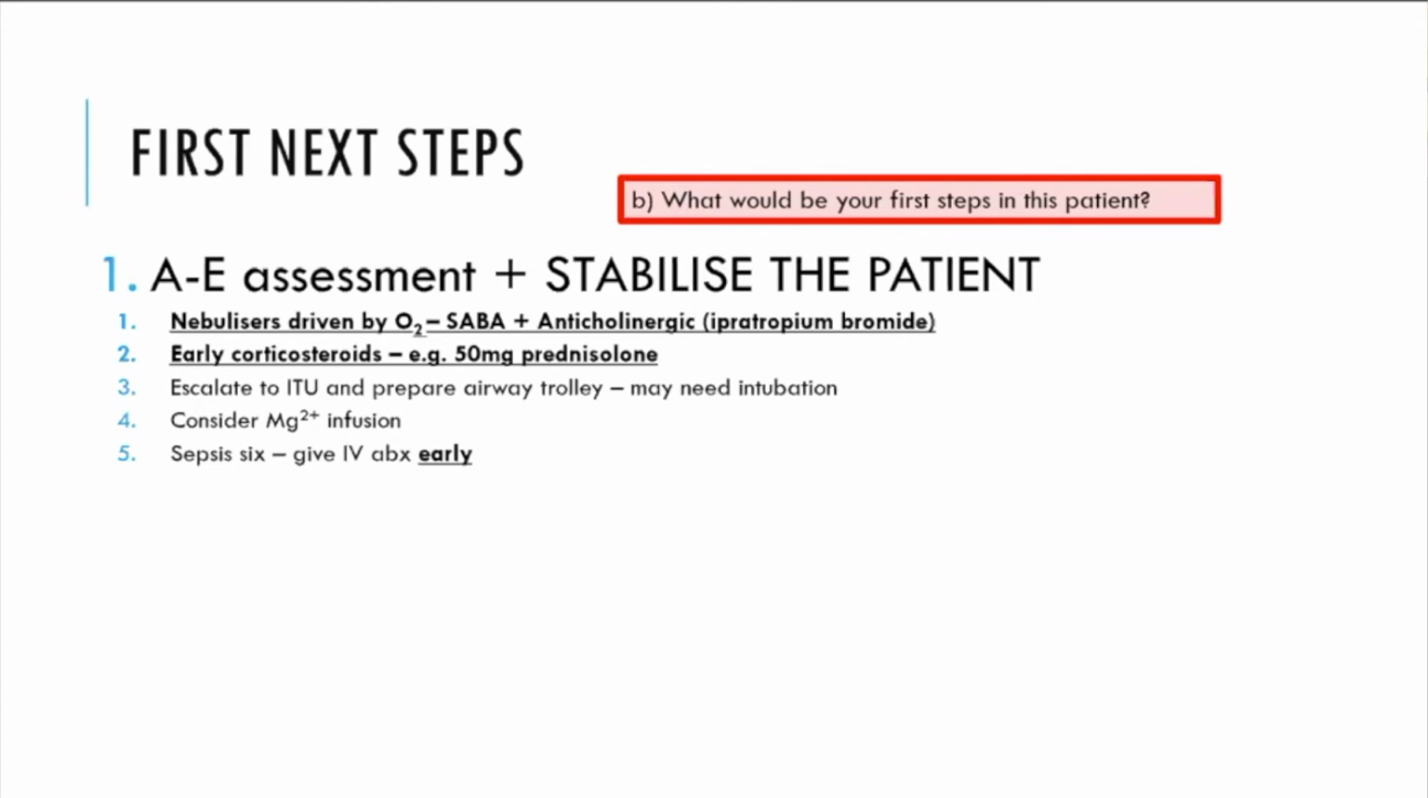You want to escalate to the intensive care team early, and you want to prepare the airway trolley, which is essentially where you have all the different things, the kit that you need to intubate the patient, because she looks like she is going to potentially lose her airway. She's working really hard. Her chest is going silent. She's starting to become confused, which potentially means that she's not mentating well, so she's not getting oxygen to the brain, and she may need intubation. So you want to involve the intensive care team and the anaesthetic team early. And then also magnesium infusion you want to think about.